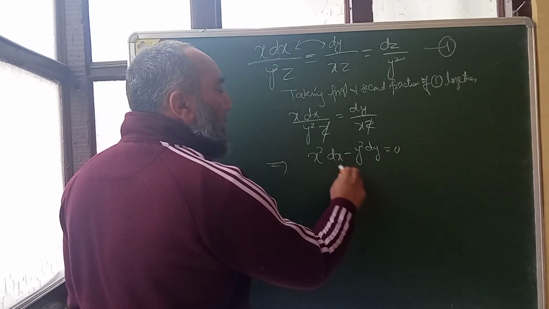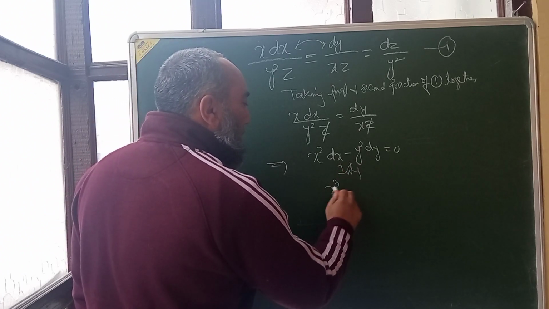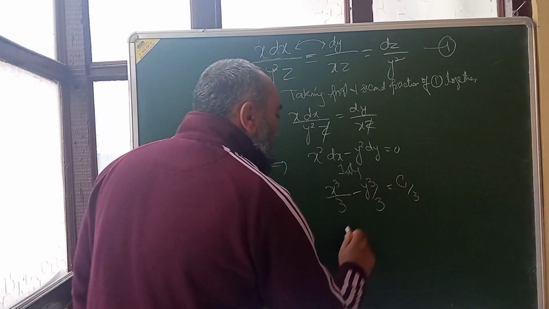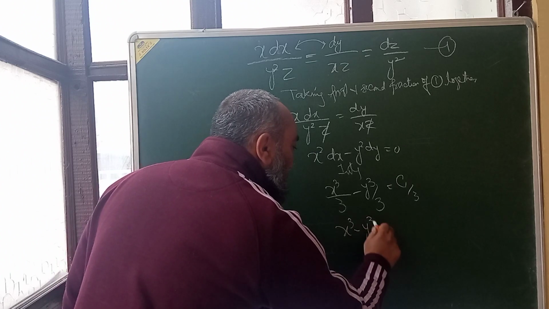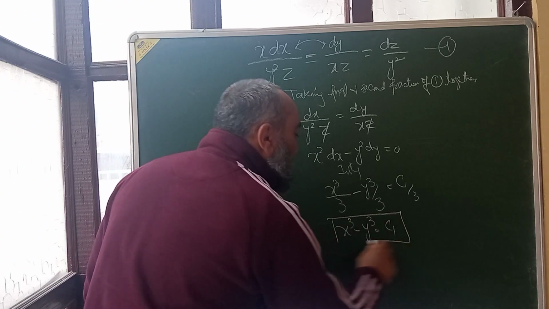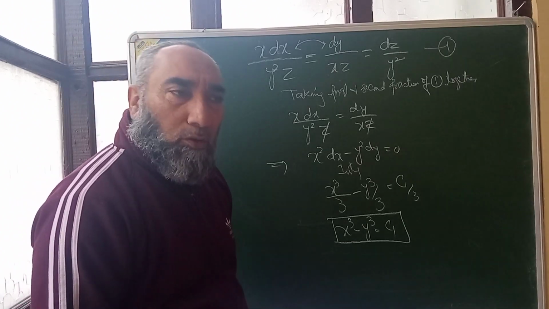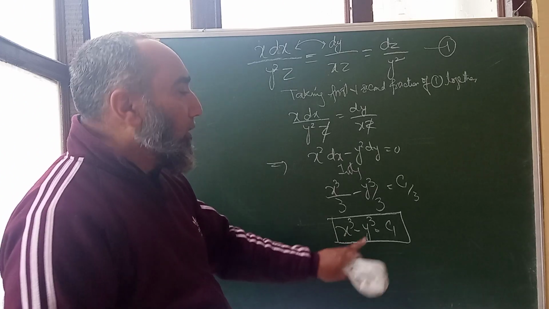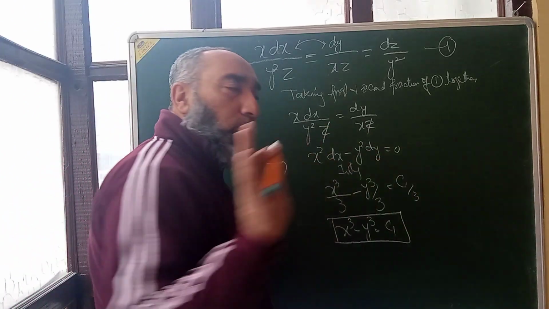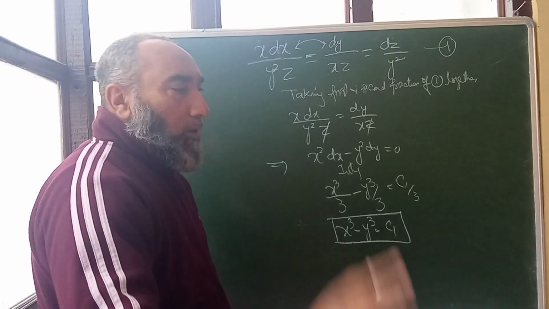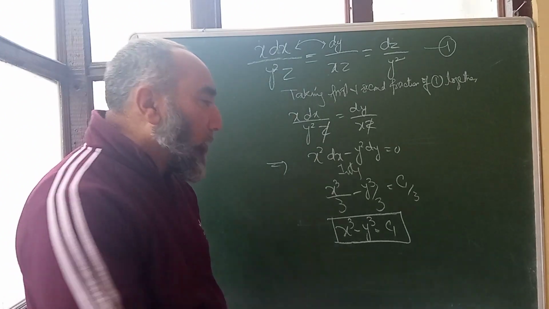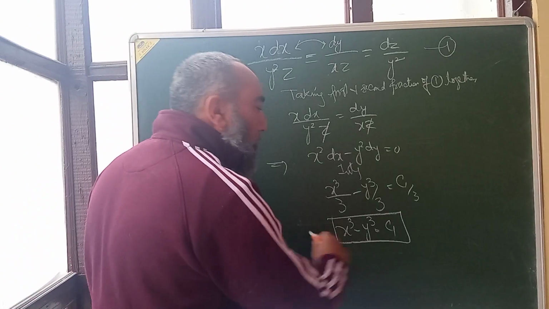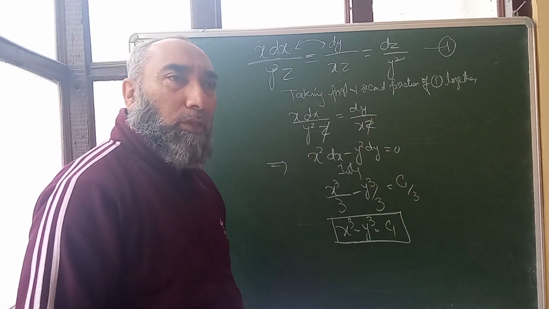Now let me integrate it. x cube by 3 minus y cube by 3 equals c1 by 3, or x cube minus y cube equals c1. This is the first solution. x cube minus y cube equals c1, or u equals c1. You can represent it as u. There is nothing to worry about if you write it in this form only. You don't need to change it in terms of u and v. I will suppose that this is u. This is the first solution.